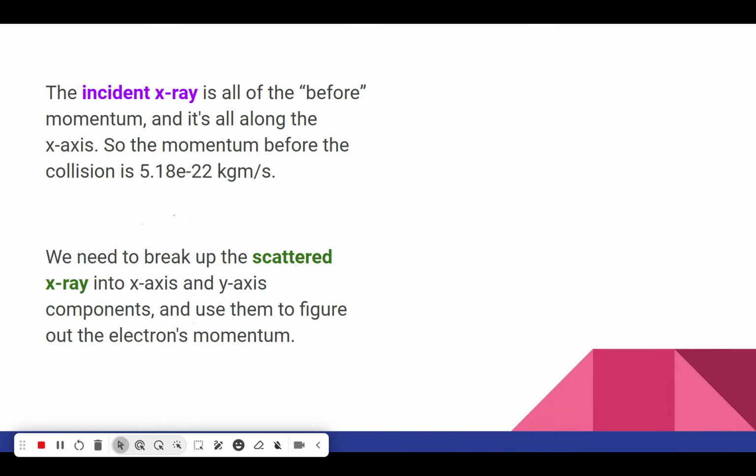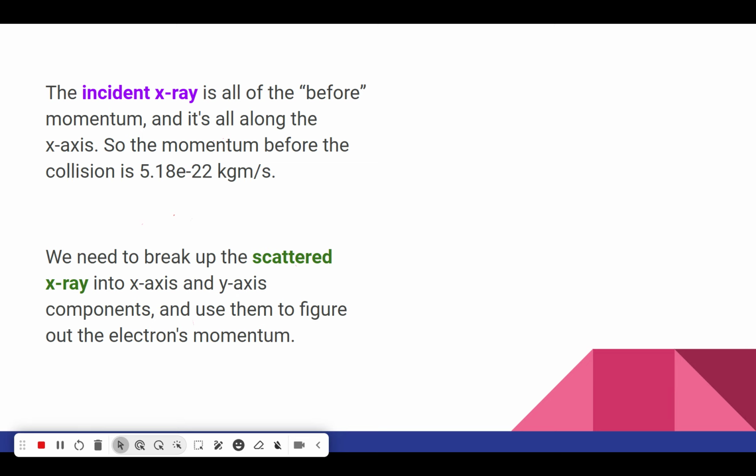Next part we're going to look at is thinking about how we did these questions way back when we were originally doing 2D collisions. The incident X-ray is our entire before-the-collision momentum. And, lucky for us in the diagram, it's all x-axis. So that means I can take that momentum and just say, yep, that's total momentum at the beginning, it's everything, and it's all x. There is 0 y component.